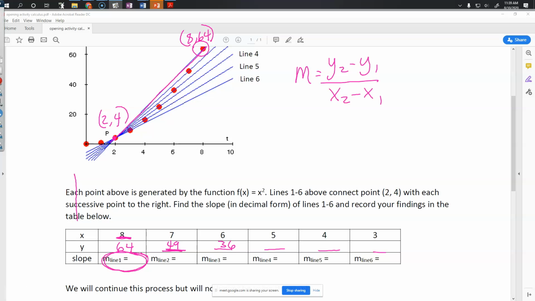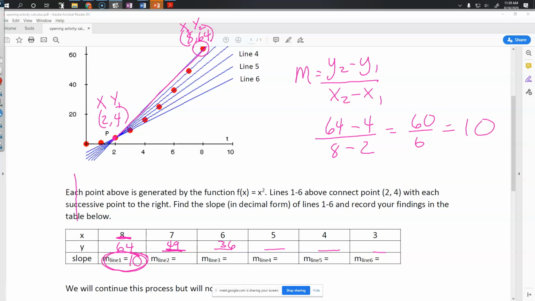Is it 10? It is 10. Nice job. So let me show you how he got that. I'm going to call this point up here x2, y2, and I'm going to call this point here x1, y1. So it's y2, which is 64, minus y1, which is 4, over x2 minus x1. And so we end up with 60 over 6, and that's where we get the answer 10. So the slope of that line is 10.